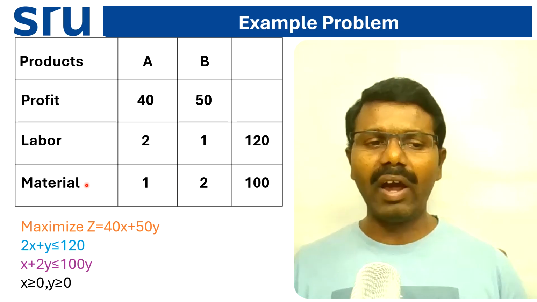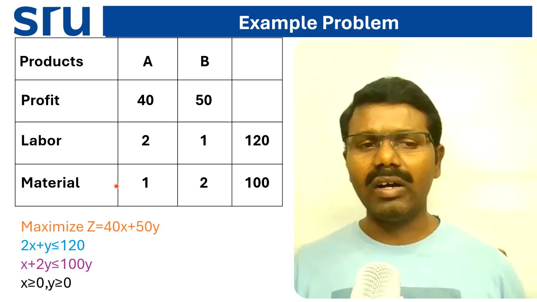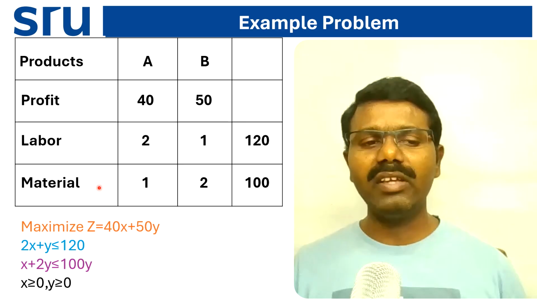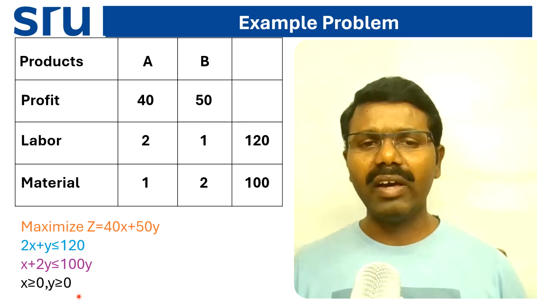Then from the material, let us say 100 kg of material is available, and product A is X and product B is Y. So the material equation will be X plus 2Y less than or equal to 100, and X and Y should be greater than or equal to 0. It should not be negative. So this is called the non-negativity constraint.